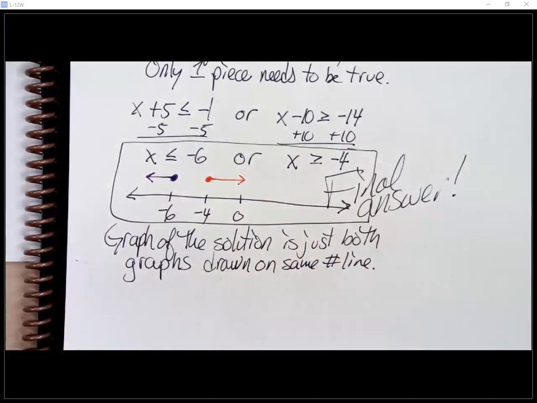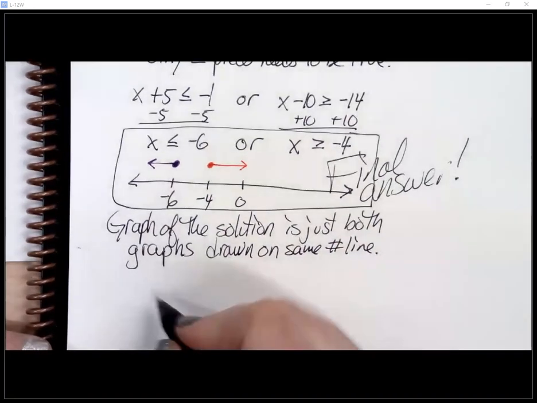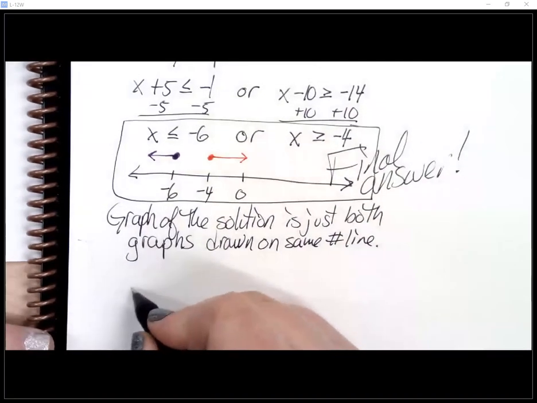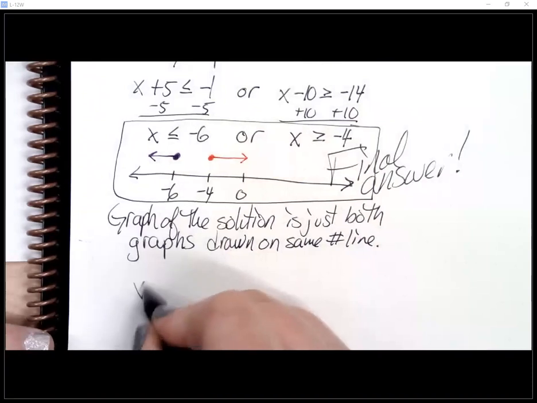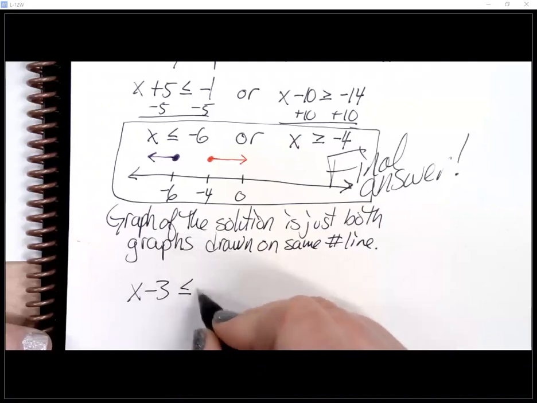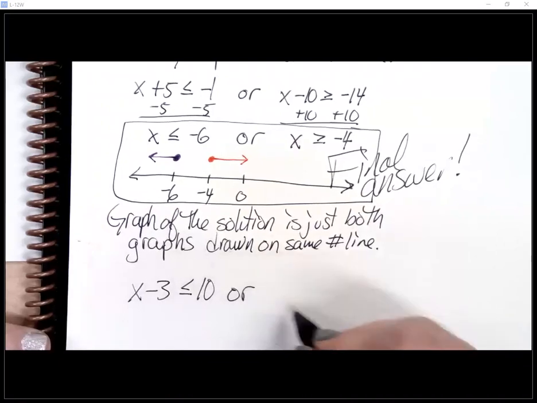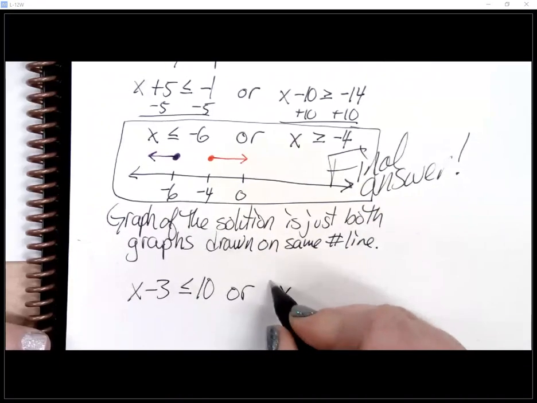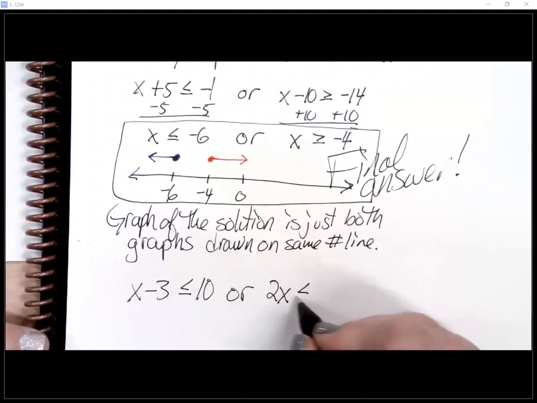All right, let me show you one where they do overlap each other. I'm just going to make it up. Let's do x - 3 is less than or equal to 10, or, well, let's do 2x is less than or equal to 6.